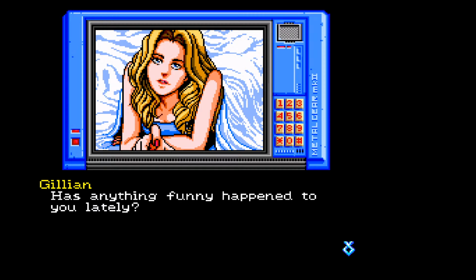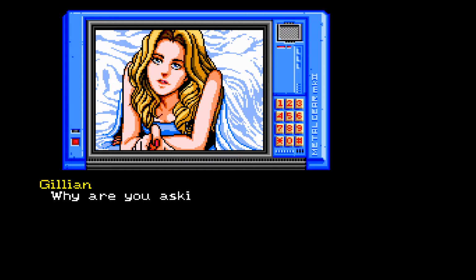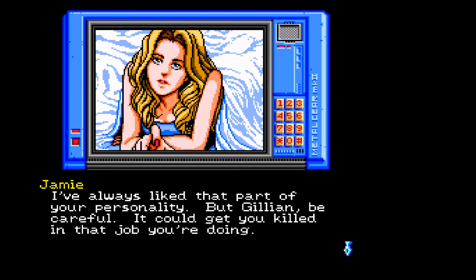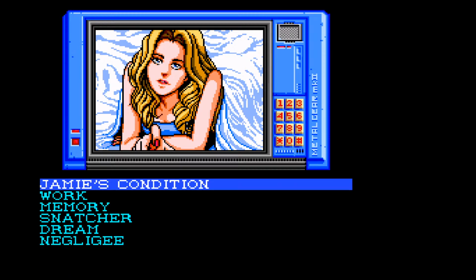Has anything funny happened to you lately? Gillian, if I was a Snatcher, could you kill me? Why are you asking me questions like that? Well? I don't know. I really don't. I've always liked that part of your personality, but Gillian, be careful. It could get you killed in that job you're doing. Why do I feel like that's just really painful foreshadowing?